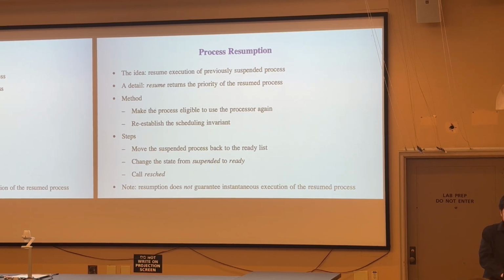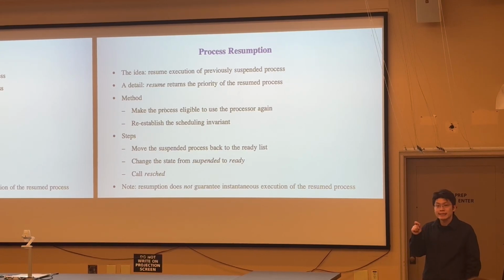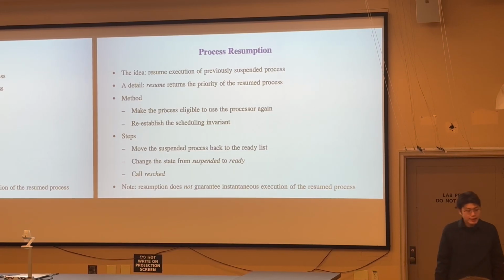So when you resume this process, you need to make sure that the scheduling environment is respected. Which means that when this process that has higher priority is resumed, you need to use context switch to switch it back and make it run on the CPU. That's why you need to reestablish the scheduling environment here, and this is actually done very simply, which we'll see later.